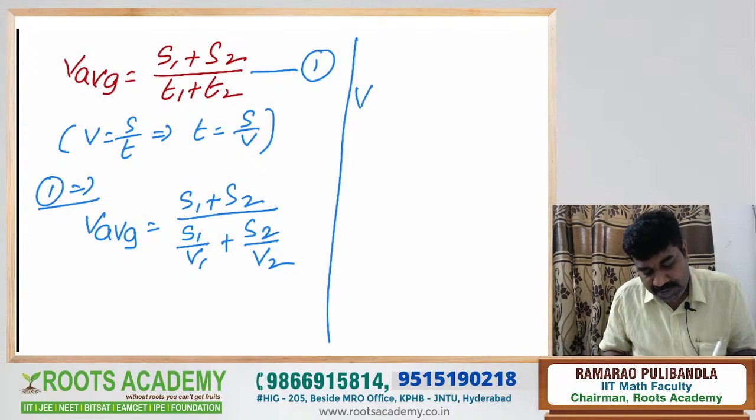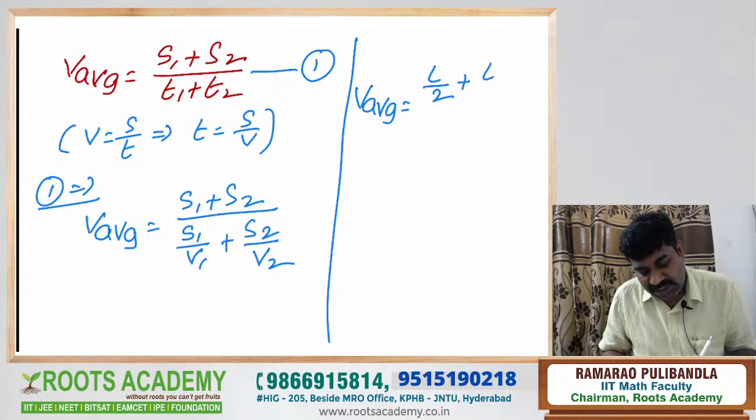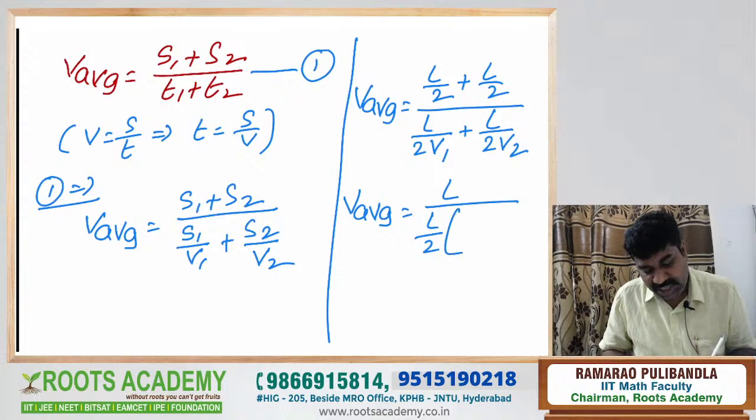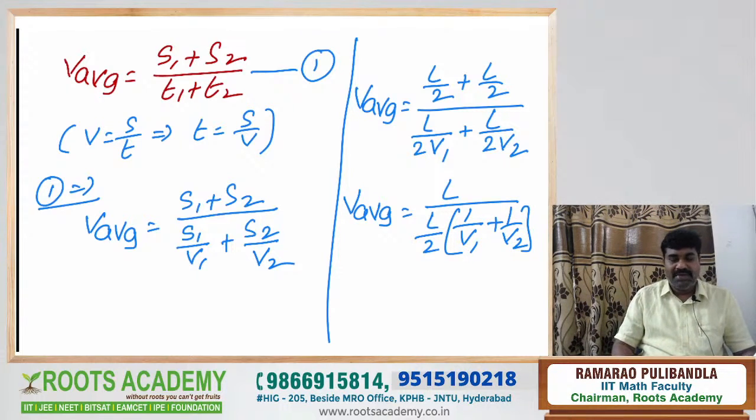So here V average is equal to S1, which is nothing but L by 2, plus S2, which is nothing but L by 2, divided by L by 2 into V1 plus L by 2 into V2. So V average is equal to L by, here L by 2 is the LCM, 1 by V1 plus 1 by V2.